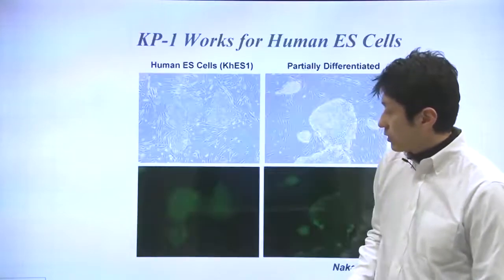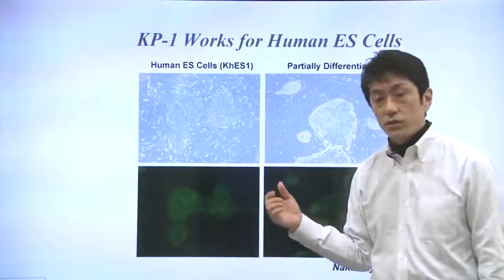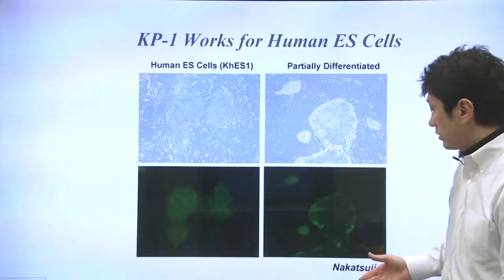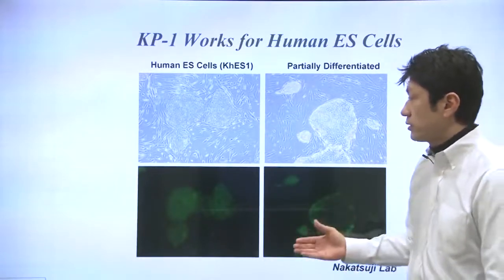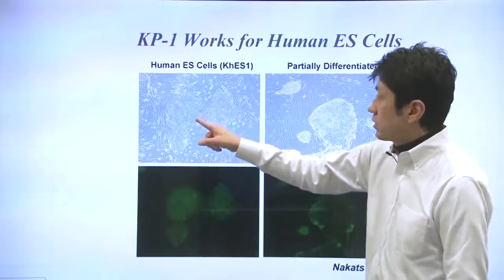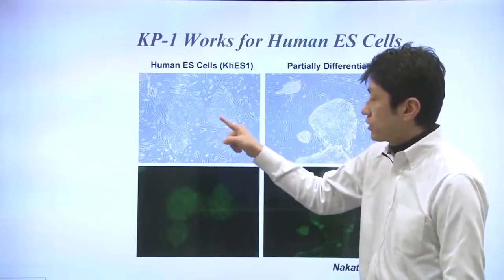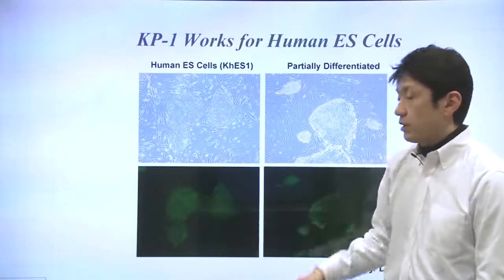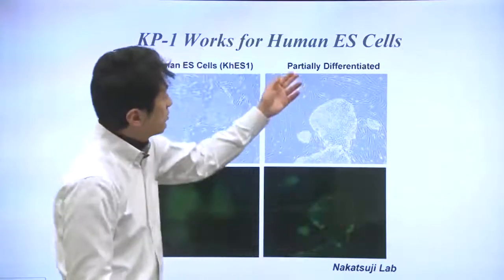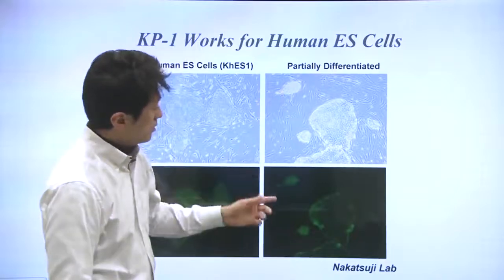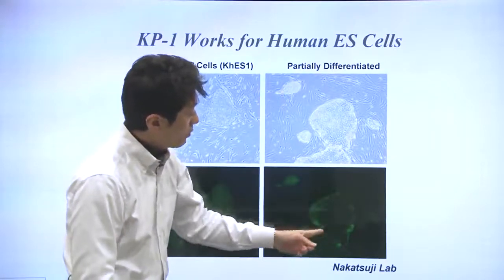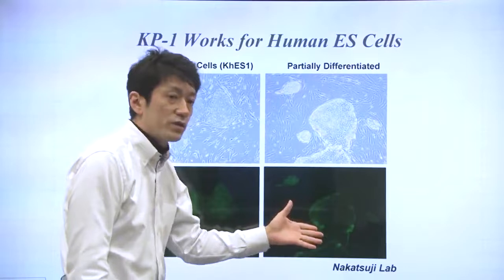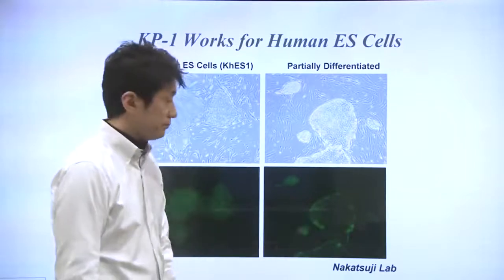Then here's a human ES cell staining. Professor Nakatsuji's laboratory did this experiment. Here's the human ES cell colony. Then KP1 can stain human ES cells. Then upon partial differentiation, just the undifferentiated part of the colony was stained, but the differentiated part of the colony was not stained.